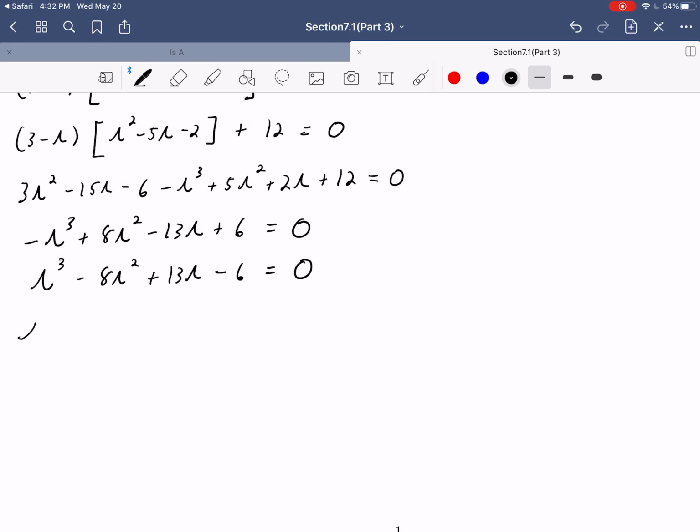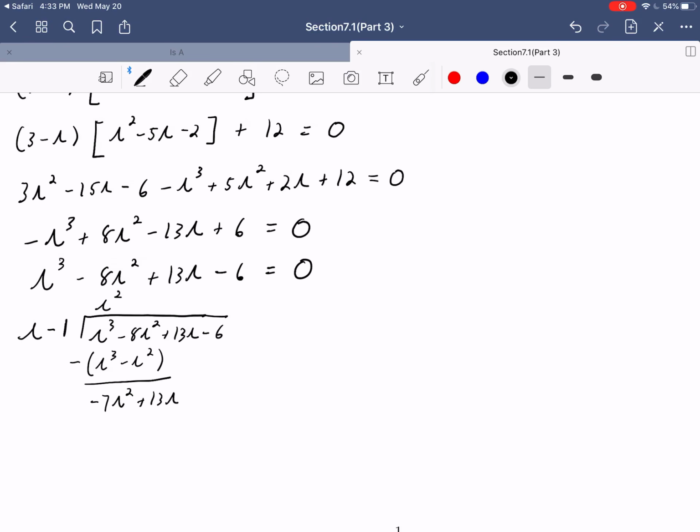So let's go ahead and do a little bit of long division. We're going to do lambda minus 1 into lambda cubed minus 8 lambda squared plus 13 lambda minus 6, since we know that that's going to come out evenly. We're going to get lambda cubed minus lambda squared. So that looks like we're going to get negative 7 lambda squared plus 13 lambda. Then it looks like we get minus 7 lambda, so minus 7 lambda squared plus 7 lambda. And then it looks like we get 6 lambda, bring down the minus 6, and then we should get plus 6 there.